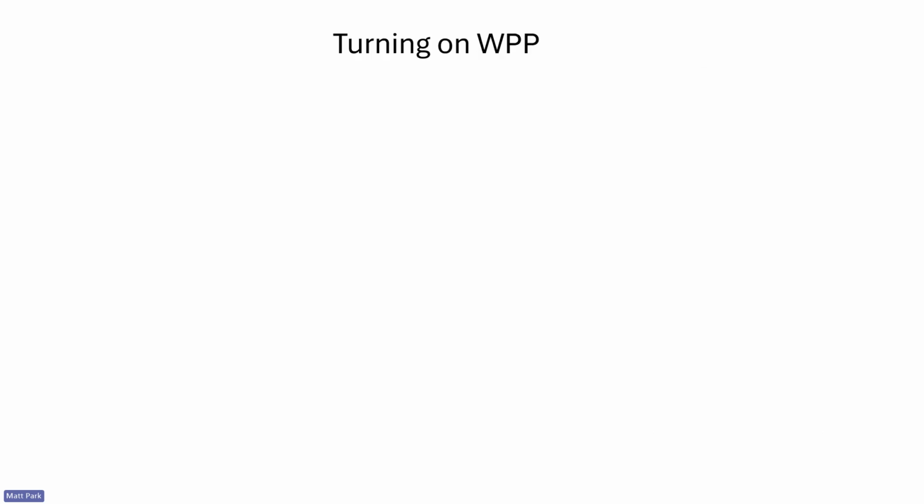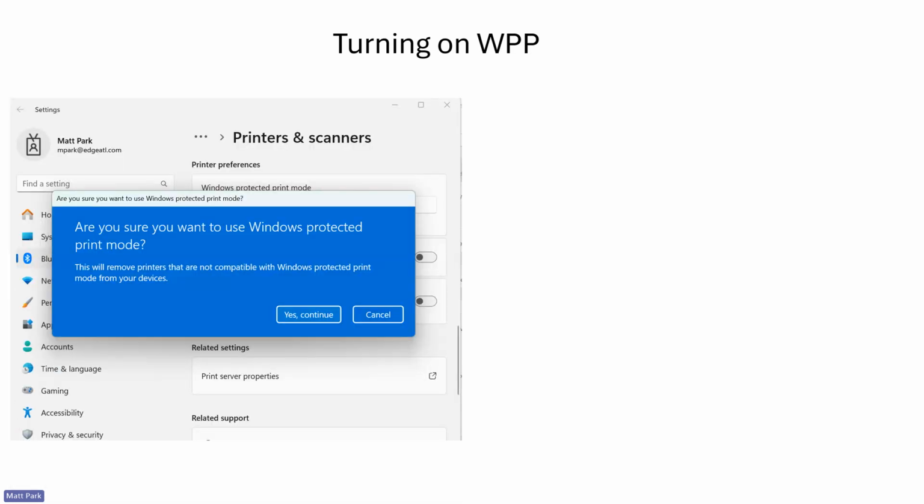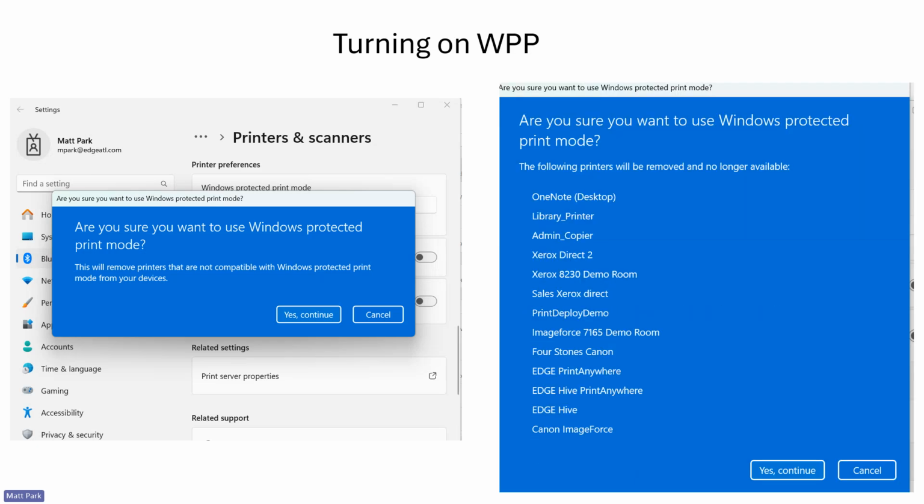I went through the pain for you, as I mentioned, of turning on WPP. You are warned twice when you turn it on. The first warning is, are you sure you want to use Windows Protected Print mode? And you either say yes, continue, or cancel. Once you say yes, continue, you are then prompted again: are you sure you want to use Windows Protected Print? Even Microsoft is scaring you away from their own solution here, right?